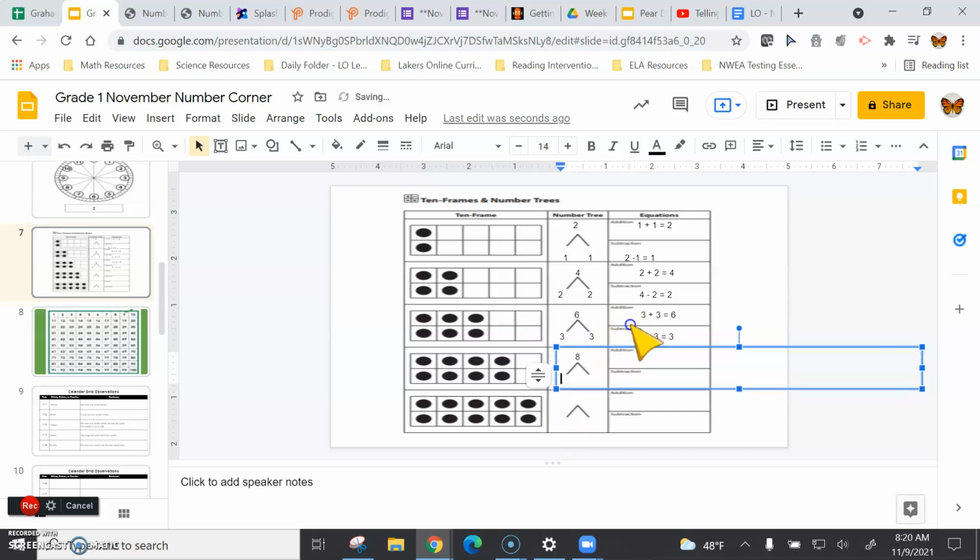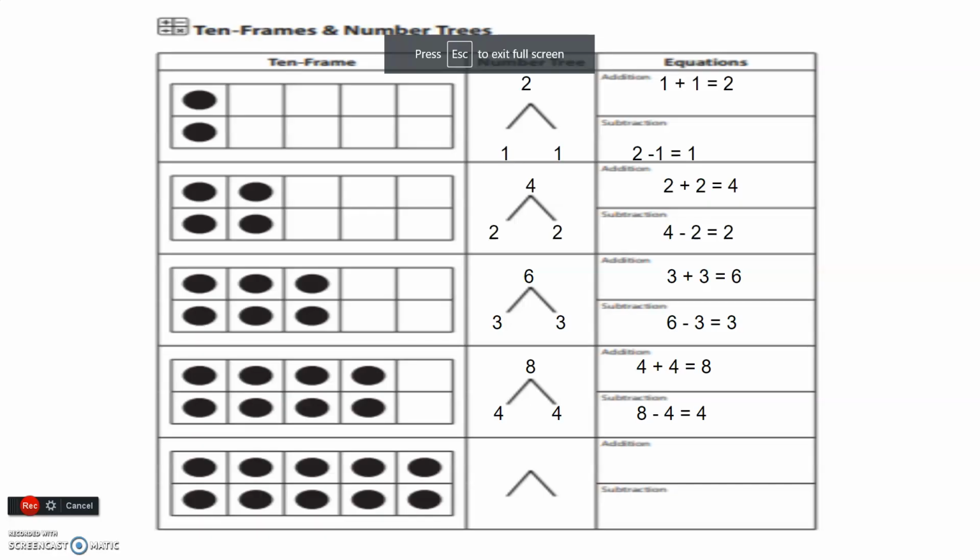And then we're going to write what we see on that 10 frame. 4 on the top and 4 on the bottom. We have our math facts. 4 plus 4 equals 8. And then we also have our subtraction fact, where we take that biggest number, 8, minus 4 equals 4. I want to show this to you now. That's what we had been working on, and that's what we created.